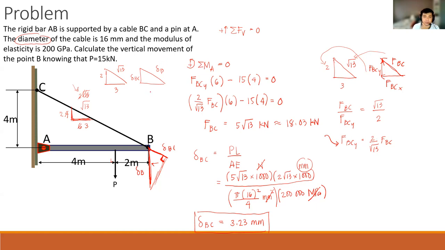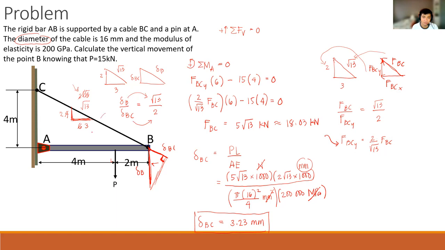Using ratio and proportion, we can simply have the deflection at B over the deflection at BC equal to the hypotenuse, square root of 13, over the shorter side, 2. The same side, the shorter side. So the deflection at B is the square root of 13 over 2 multiplied by the deflection at BC.